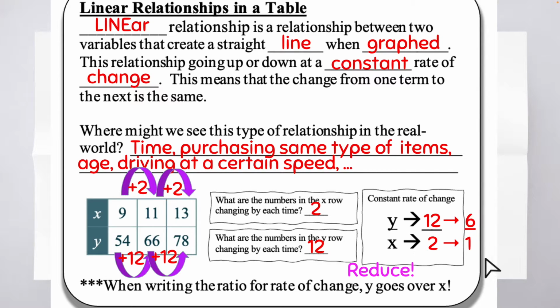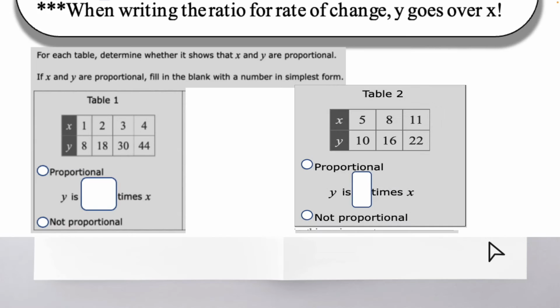All right, let's take a look at a couple more tables just so that we can see how these work and how you're going to be expected to answer these questions. In table number 1 and 2, we have an X column and a Y column. So we want to look at that same idea. What is X changing by each time? This one is pretty easy. 1, 2, 3, 4. So each time it's changing by 1. I'm going up by 1 each and every time.